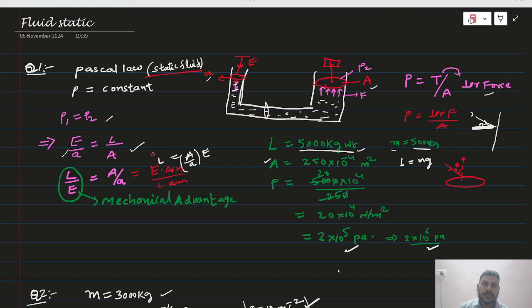Here I can lift the load by applying a small effort, by multiplying with the ratio of areas. For example, I want to lift a 1000 kg car. If the ratio of areas is given as 10, then a 100 kg effort is enough. 100 into 10 is equal to 1000.